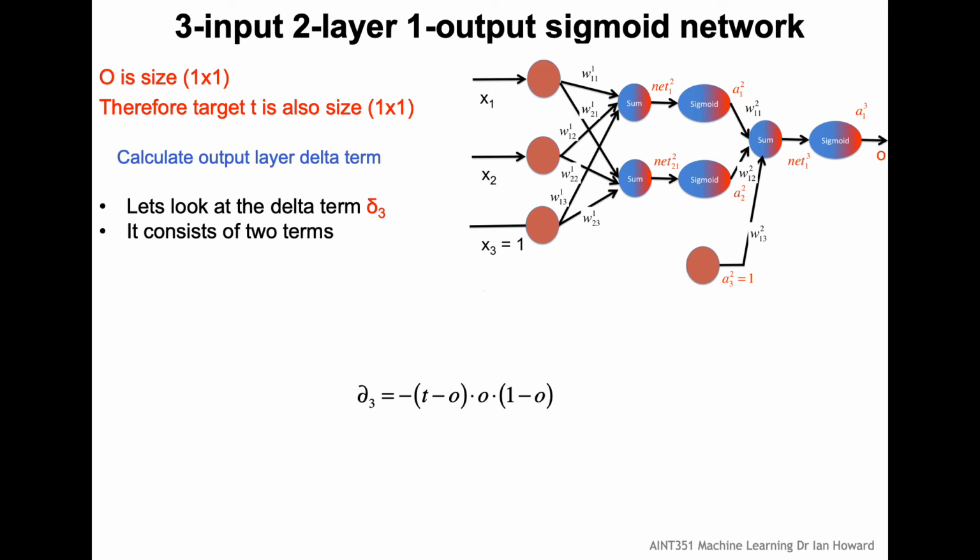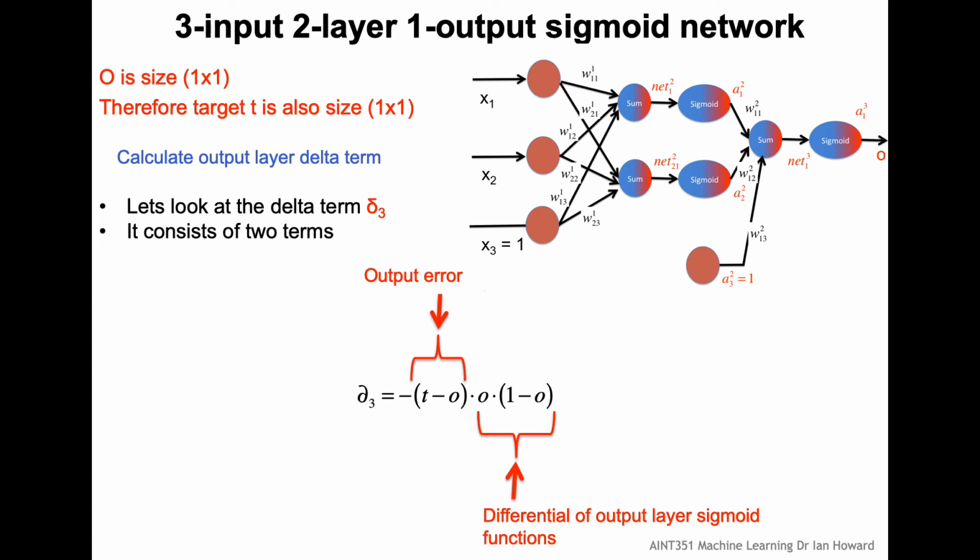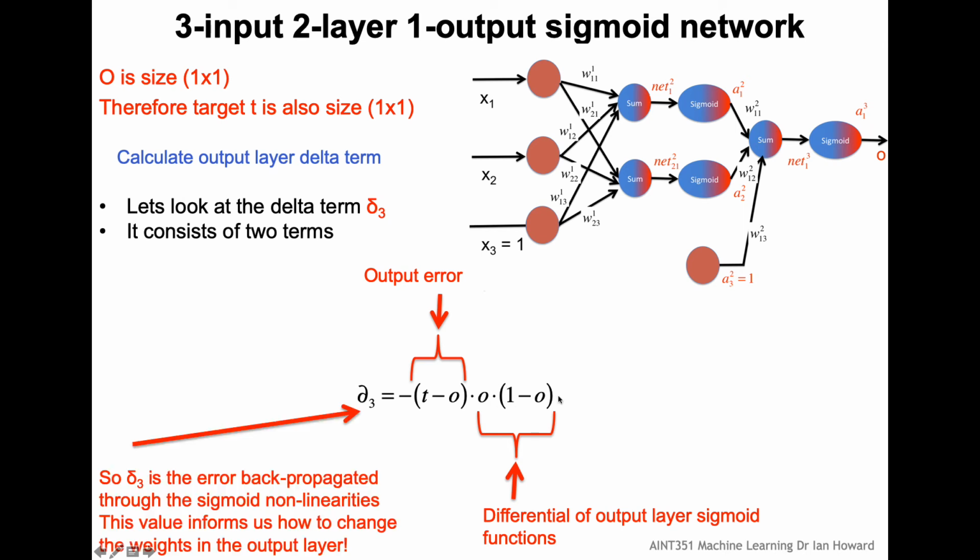Delta 3 is going to be given by the output error term, and then the contribution from the differential of the output layer sigmoid. Right, so we should have seen this before. So we've got minus (target take away output) multiplied by output times (1 minus output), and delta 3 is going to be this output delta term, and we're going to use that as well when we calculate delta 2 for the lower level.